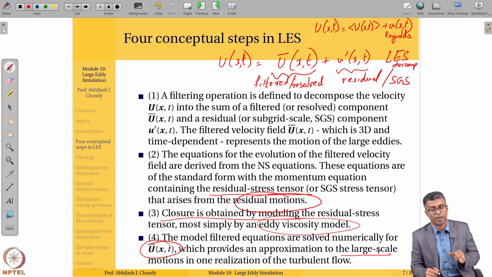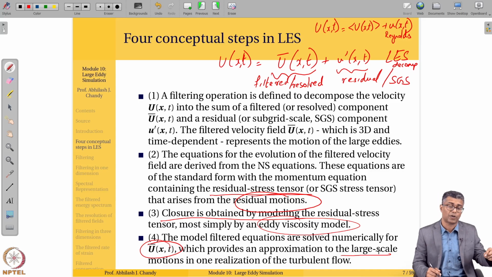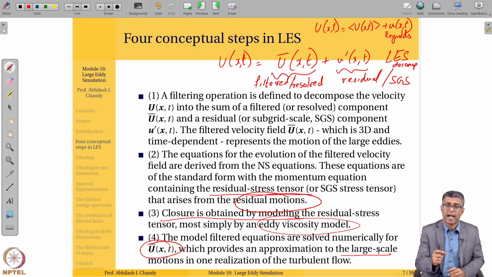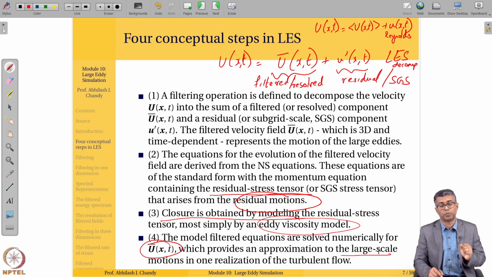That is what RANS was not able to do. What RANS was giving us was a time averaged, the mean. What LES gives us is the filtered velocity field for one realization. The filtered velocity field for one realization, that means if you take a DNS field, or if you take an experimental field and you have a velocity field for one realization at every point in space and every point in time, then you filter it. That is the solution you get out of the filtered Navier-Stokes equations. I hope this is clear.